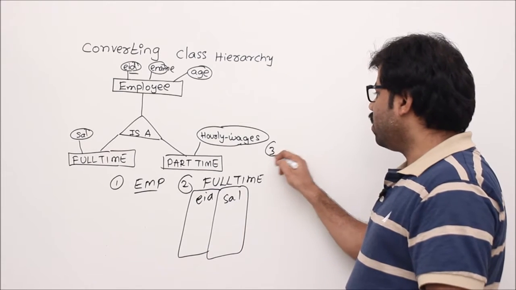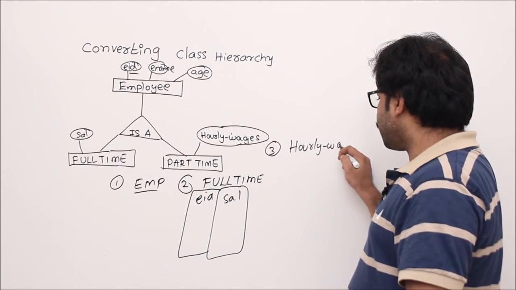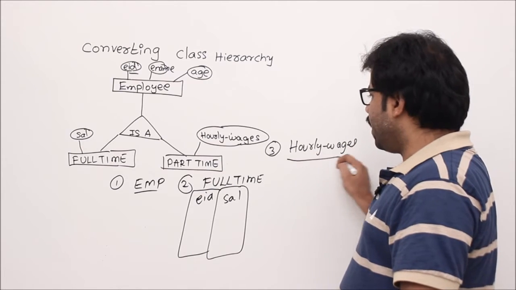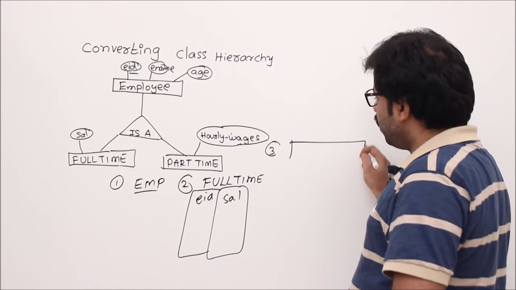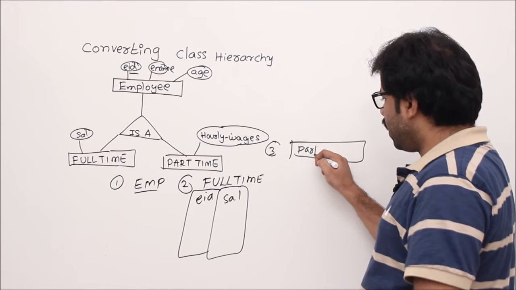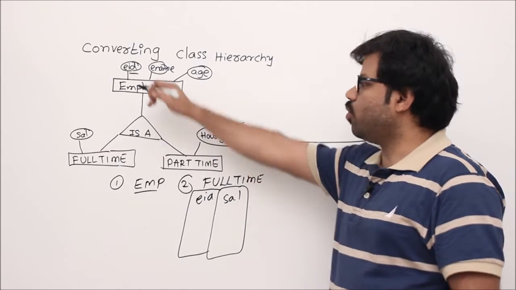The third table will be for part-time. For part-time, create a table, and the attributes will be hourly wages, and one more thing, employee ID.